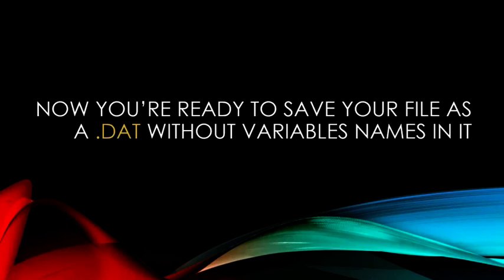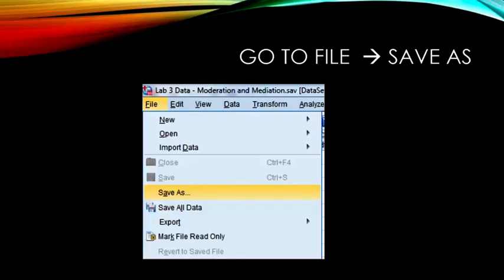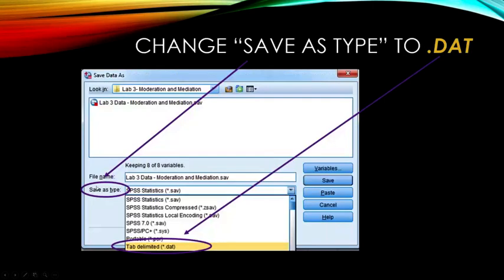So now that you're ready to save it as a .dat file, how do you do that? Go to File, Save As, and then you're going to go down here to the Save As type, click on the menu, go down to .dat. If you haven't taken away certain variables that you need to, you can click on this Variables button and drop variables that you don't need. However, I really suggest you've already done that ahead of time. And then you just hit Save.